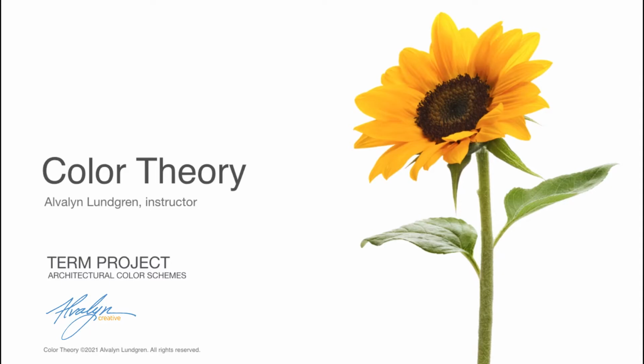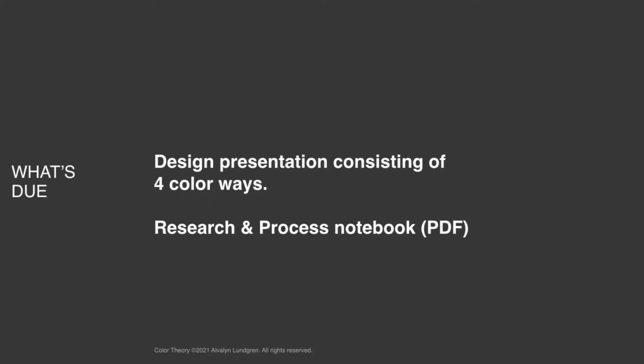The term project in color theory is a 6-week project. So what you're going to be creating is a set of designs that work together, and they're going to represent 4 colorways based on historic architectural color trends. And you're also going to present your research and process in a notebook, which will be in a PDF format. For the notebook, you can use any software that you can export or save as a PDF.